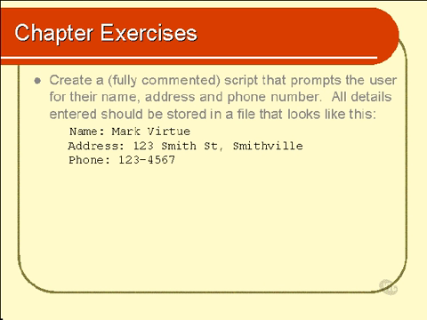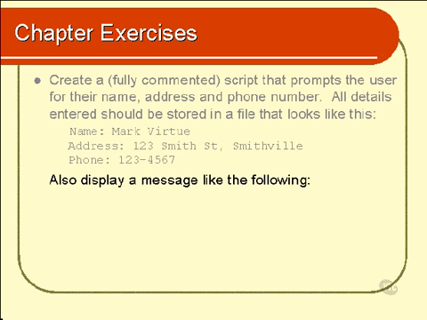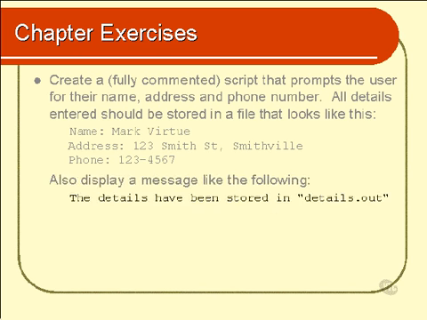We should have some text like the word name, and then the actual text that the user entered, like Mark Virtue. Finally, when the program has completed, display a message on the screen. This is on the screen, not in the file this time, but on the screen, that looks like this. The details have been stored in "details.out". Now, you don't have to call the file details.out, you can call it anything you like, but what I would like to see in your output message is those little double quotes surrounding the file name, just to see if you were paying attention when we were talking about special characters. That is a little bit tricky, that bit.